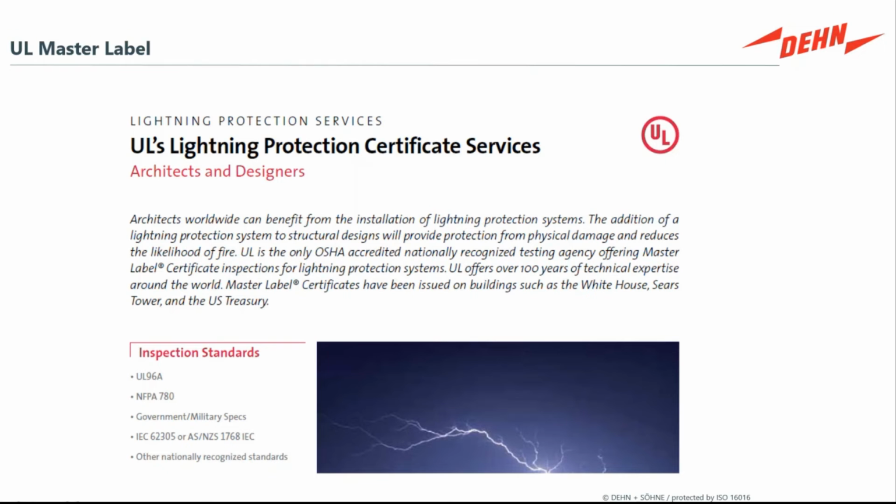Want to draw attention to third-party inspection type applications where both the NFPA 780 and the IEC standards are addressed and allow a facility to operate with a master label showing the value of lightning protection to the owners and the operators of the facility.